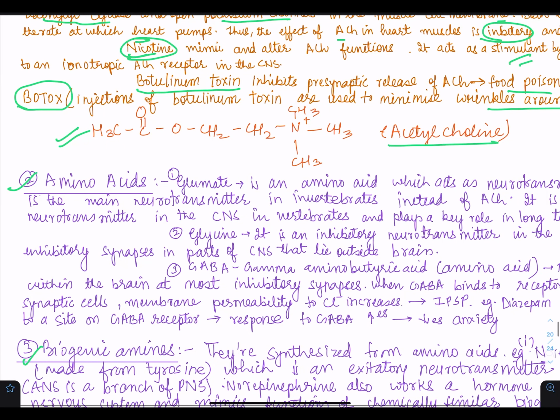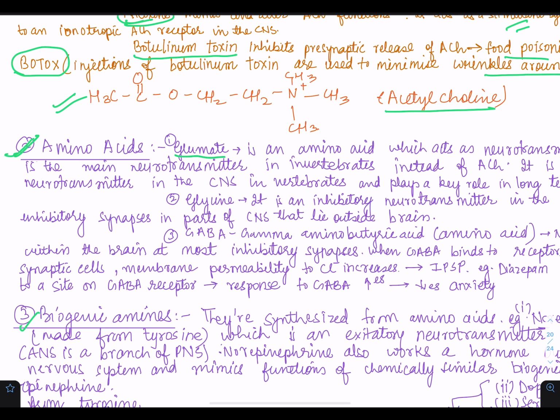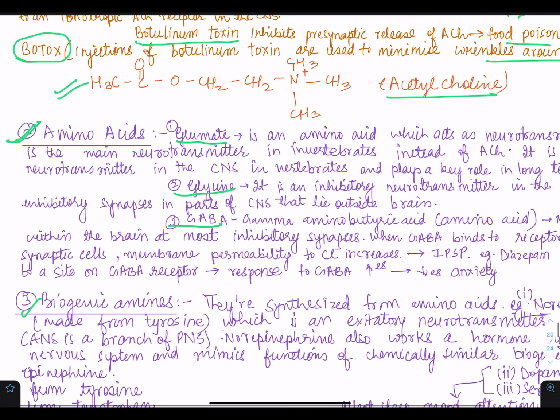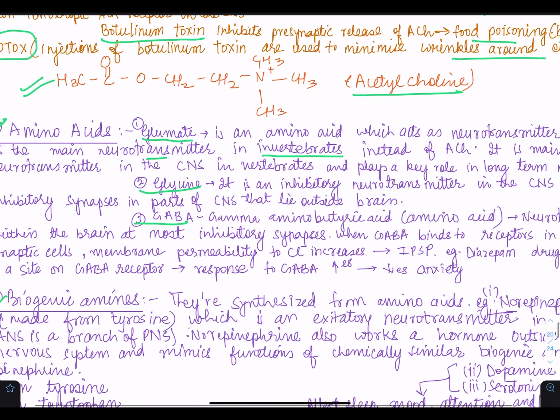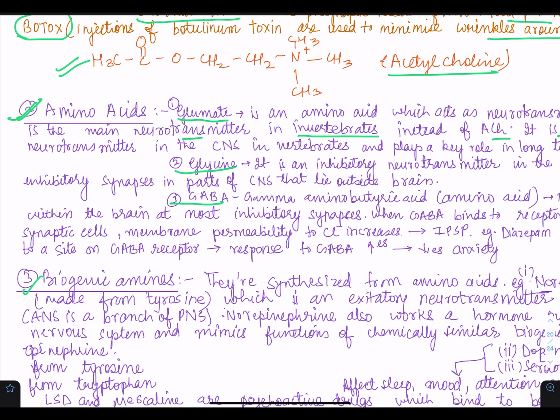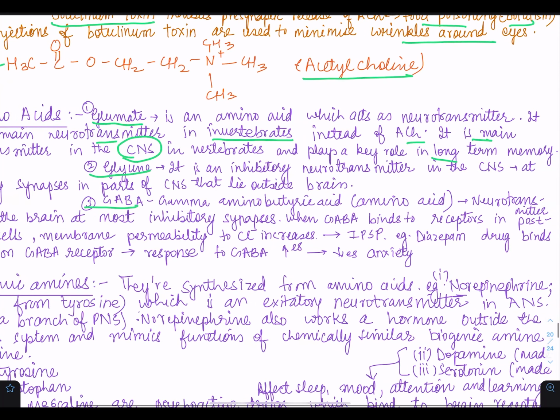Now we study amino acids. Amino acids are glutamate, glycine, and GABA. Glutamate is an amino acid which acts as a neurotransmitter. It is the main neurotransmitter in invertebrates instead of acetylcholine, and it is the main neurotransmitter in the CNS in vertebrates and plays a key role in long-term memory.